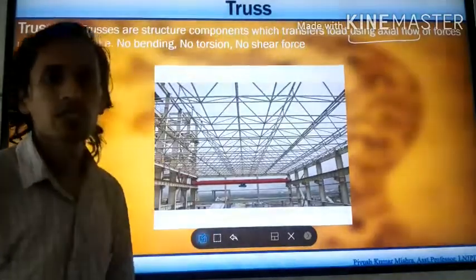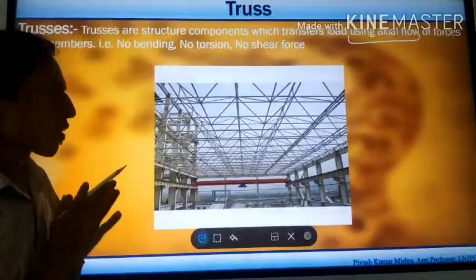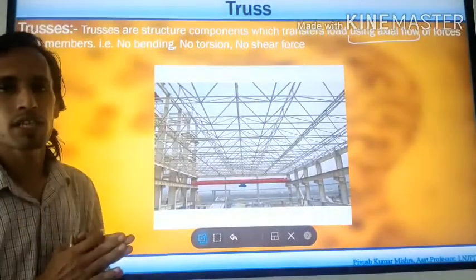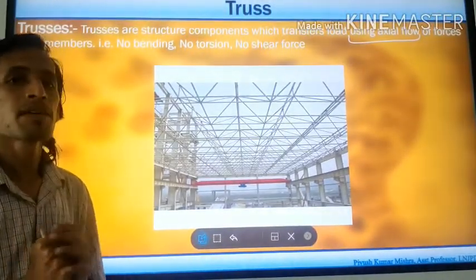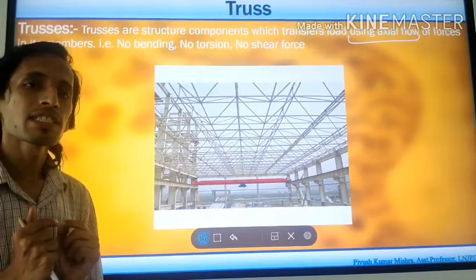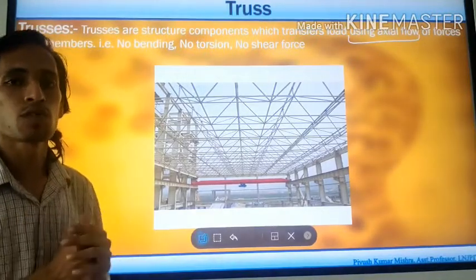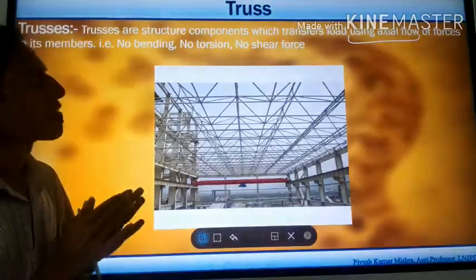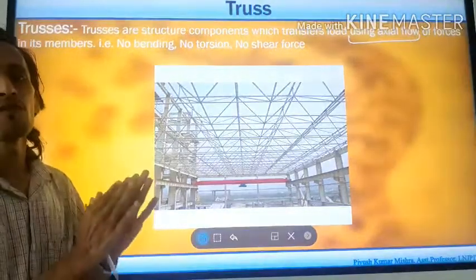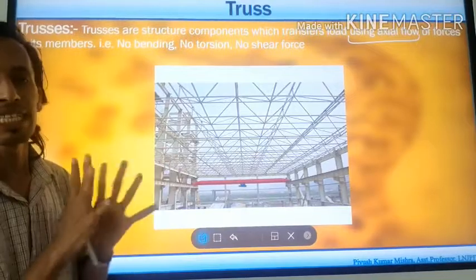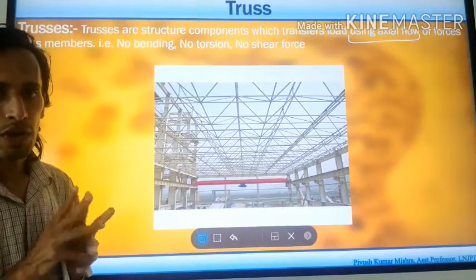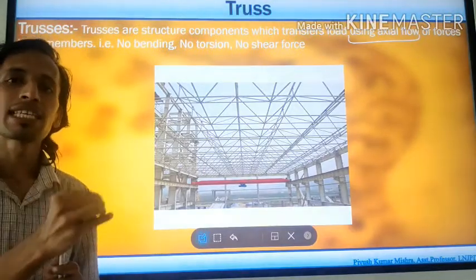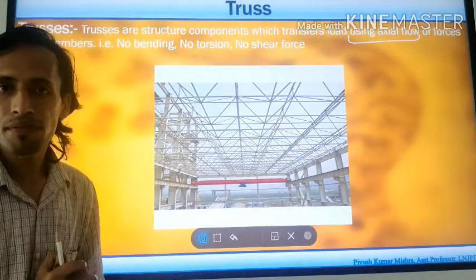axial force. Wherever you see a truss, the mechanism by which a truss transfers the force or the load is the process in which only axial force flows inside the member. What does that mean? Only axial force exists inside the members of trusses.